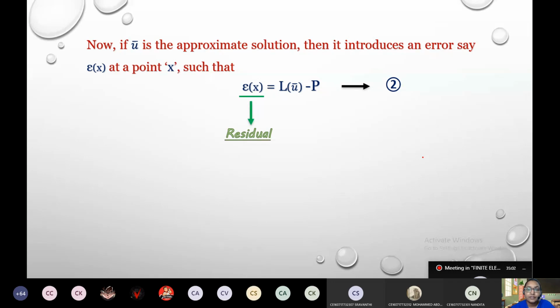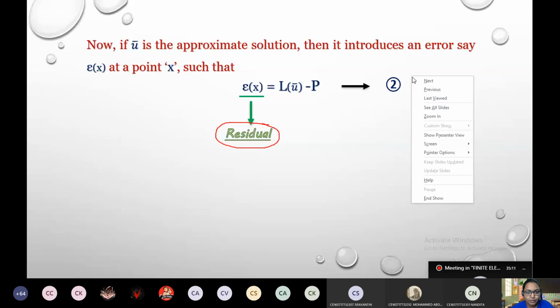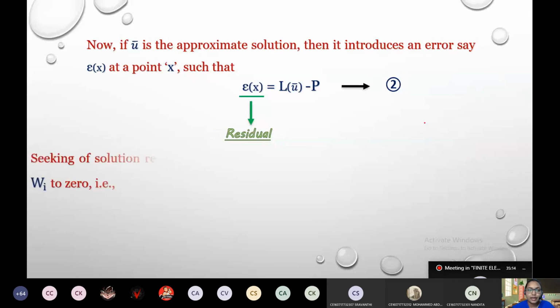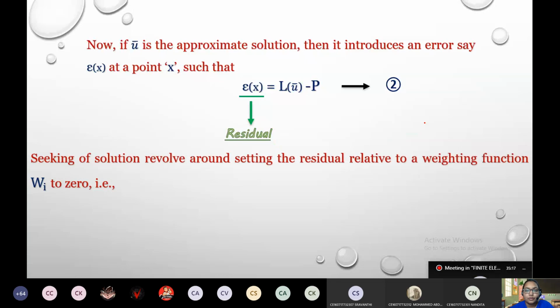Now, how do we reach this approximate solution or this residual? Whatever we are going to get, we have to take different weighting functions. Seeking the solution revolves around setting the residual, with respect to the weighting function W i, to 0. Whatever residual you get, we have to make that error reach 0. That's our goal, so that we go to the exact solution.